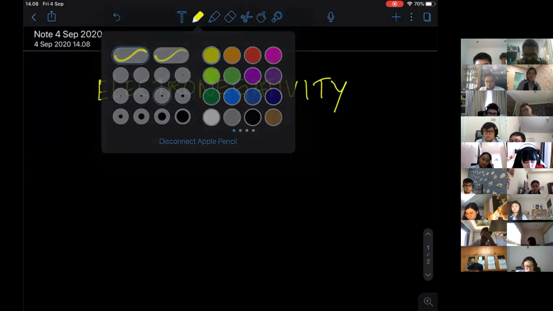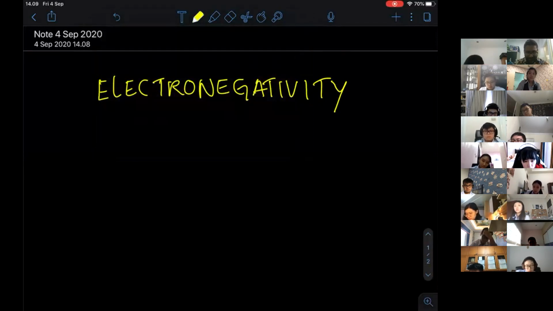By just looking at the term. Yeah, the negative charge of the electrons. Okay, negative charge of the electrons. Okay. Josh, what do you understand?